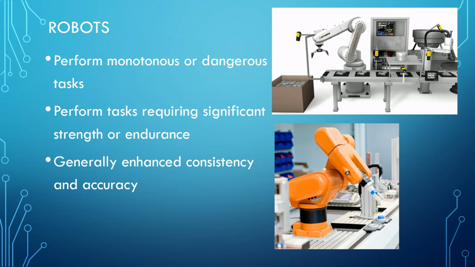Robots perform monotonous or dangerous tasks. Robots can perform tasks requiring significant strength or endurance, such as the robots used in car assembly. They can hold the body of the car or the chassis, or hold the engine with no problem and mount it in. So all these robots can hold big weights. They have big strength to move stuff from one place to another.